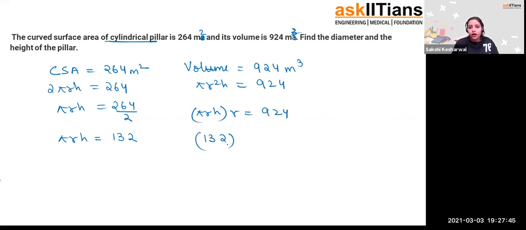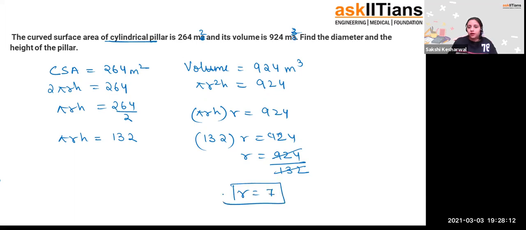So 132 into r is equal to 924. So r is equal to 924 divided by 132, right? Just check 132 into 7. If you multiply 132 into 7, 14, 14, go one carry, 7 into 3, 21, 22, 22. Yes. So r is equal to 7. So we got the radius. So the diameter will be how much? Let's just check.